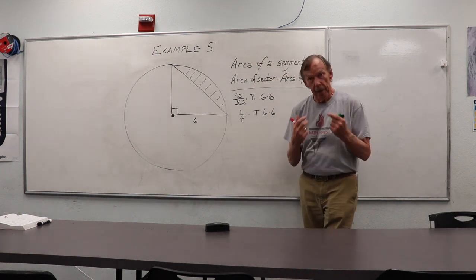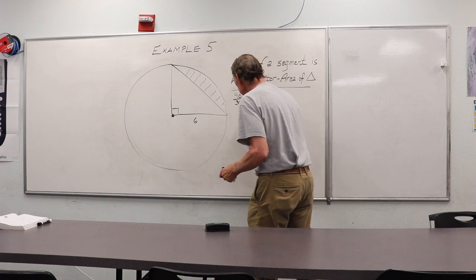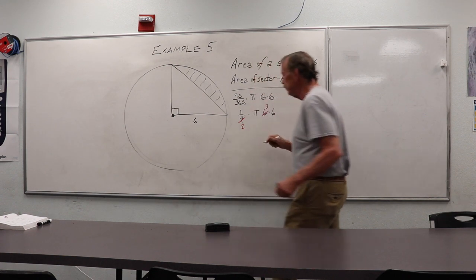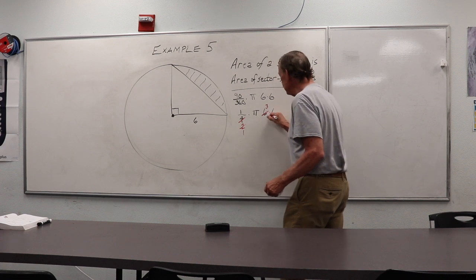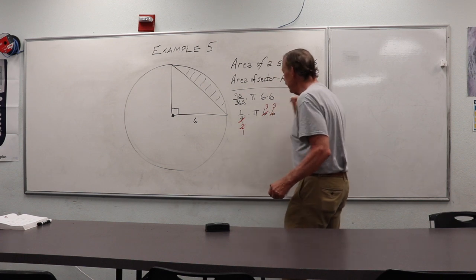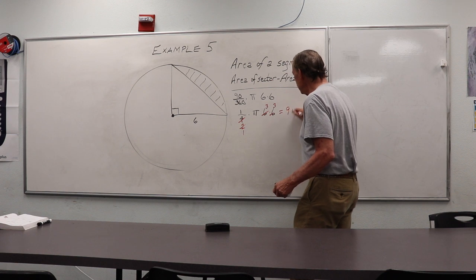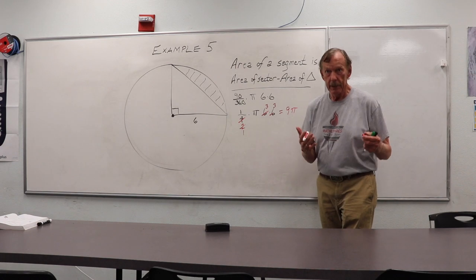Once again, we find ourselves able to do a little bit of reducing. 2 goes into 4 twice and into this 6 3 times, but 2 also goes into itself once and into this 6 3 times, leaving the area of the circle sector 9 pi.